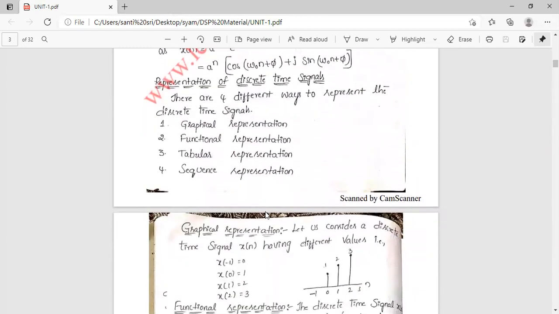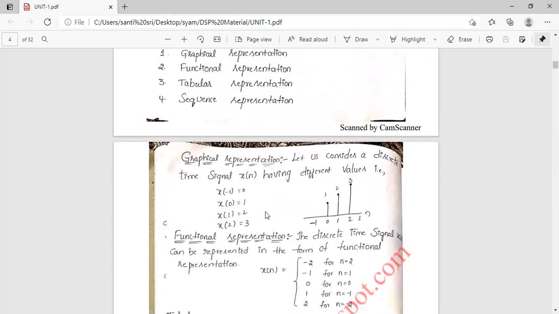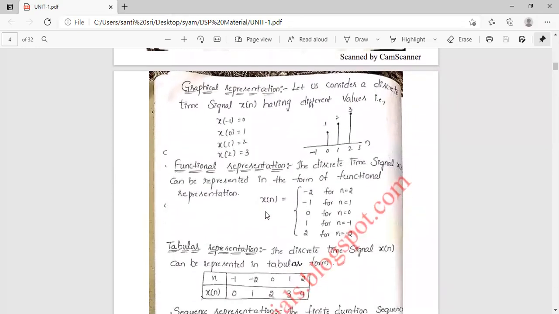Next, representation of discrete time signals. So how can we represent discrete time signals? Graphical representation, functional representation, tabular representation, and sequence representation. Graphical representation means it is in the form of a graph. Functional representation means it is like a function, that is x of n equal to minus 2 for n equal to 2, minus 1 for n equal to 1, 0 for n equal to 0, 1 for n equal to minus 1, and 2 for n equal to minus 2, like that.